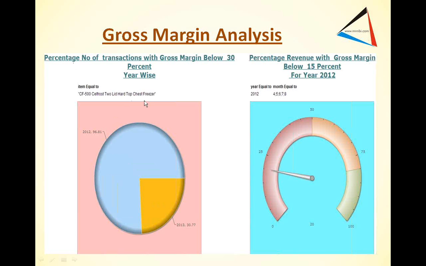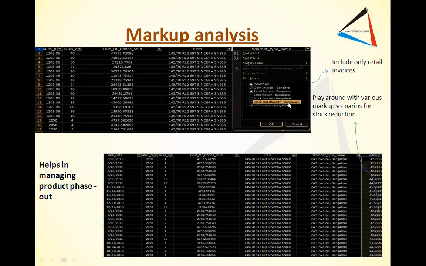This is actually from one of our clients. It shows what percentage of transactions had a gross margin below 30% on a year-wise basis. It says in 2012, 97% of transactions had a gross margin below 30%. Then you can drill down from here. Similarly, what is the percentage of revenue associated with transactions with gross margin below 15% for these 5 months of the year 2012? It is given by, say, 20%. These kinds of analyses can be done.